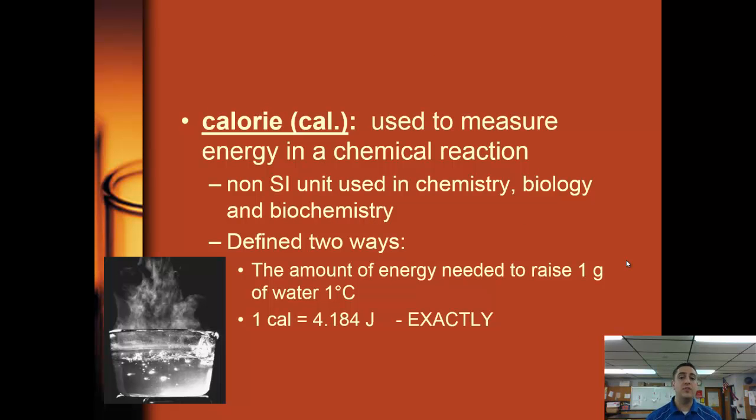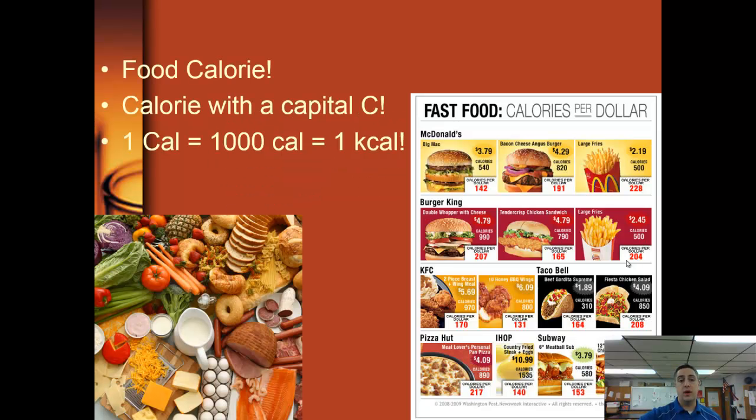Another unit of measurement you may be familiar with is the calorie, and this is calorie with a little c, not the same thing as the capital C, which is found on food. This is used to measure energy within a chemical reaction. It's a non-SI unit, meaning it's not like a metric unit, but we use it a lot of times in chemistry and biology and biochemistry. And there's two kind of main ways you can define it. One is that a calorie is literally the amount of energy needed to raise 1 gram of water 1 degree Celsius. And then another way to define it is 1 little c-cal is equal to 4.184 joules. And that's an exact number. It's not like a rounded number. So 1 little c-cal is equal to 4.184 joules. It's also the amount of energy needed to raise the temperature of water 1 degree Celsius with 1 gram.